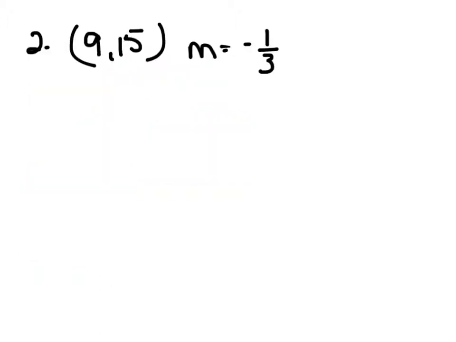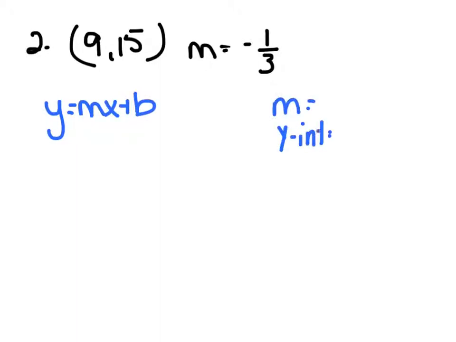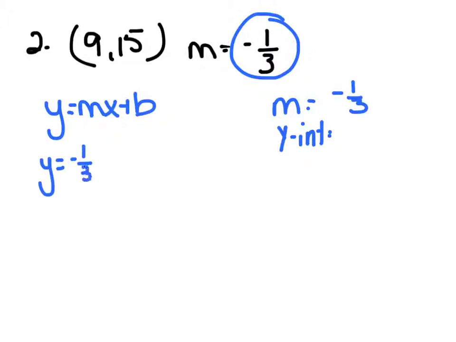Alright, so let's go ahead and write an equation given the point and the slope. Again, we're going back to y is equal to mx plus b. And we're always looking for the slope, and we're always looking for the y-intercept. We're just going to be finding them a little bit differently depending on what we're given. Alright, so we know that our slope is negative 1/3. So let's go ahead and plug that into our equation. So we're starting there. y is equal to negative 1/3 x plus b.